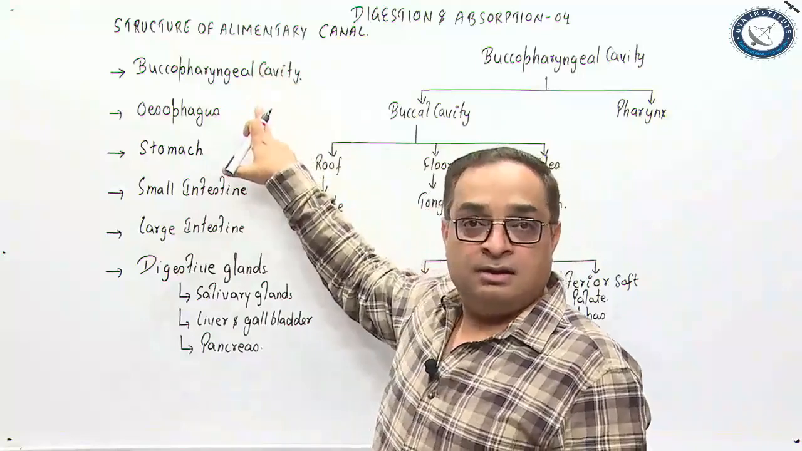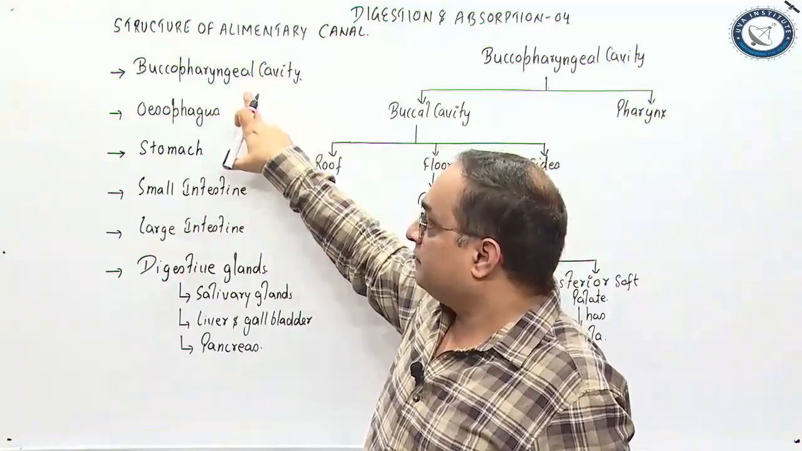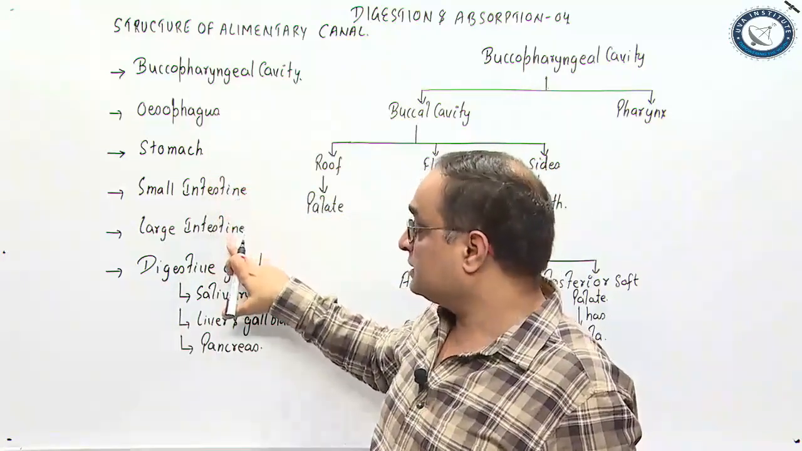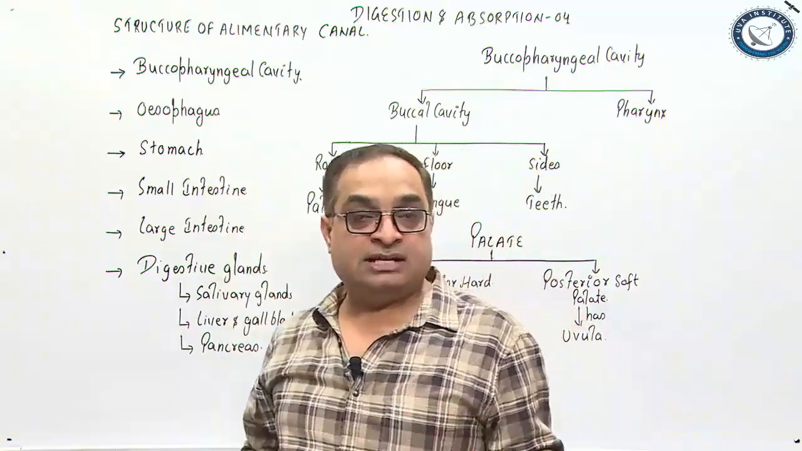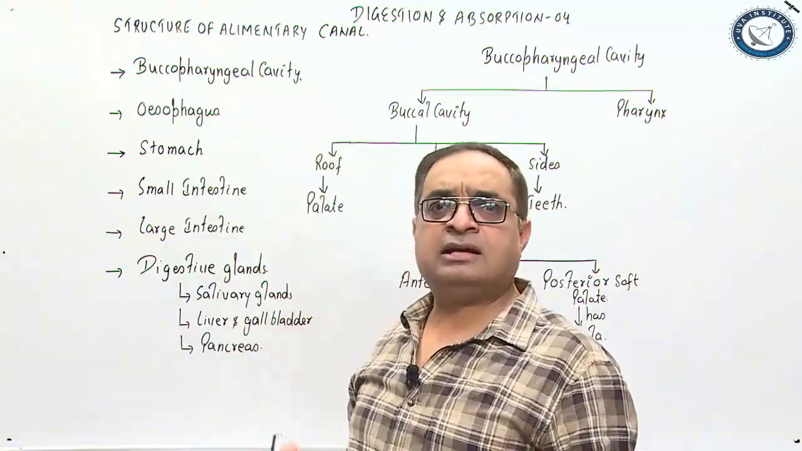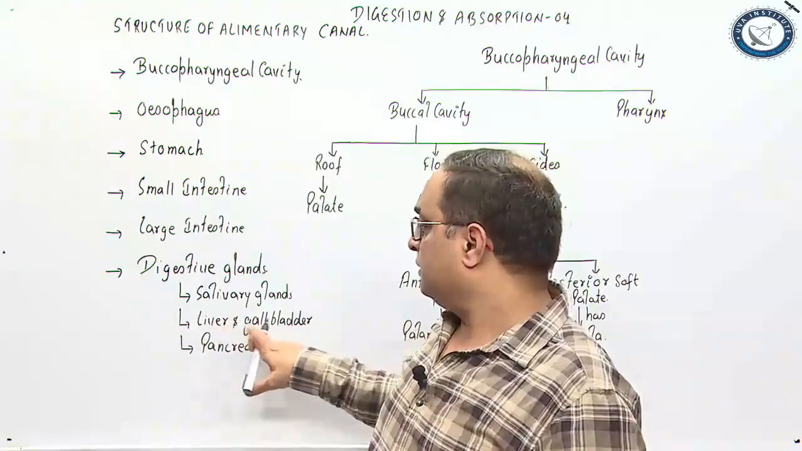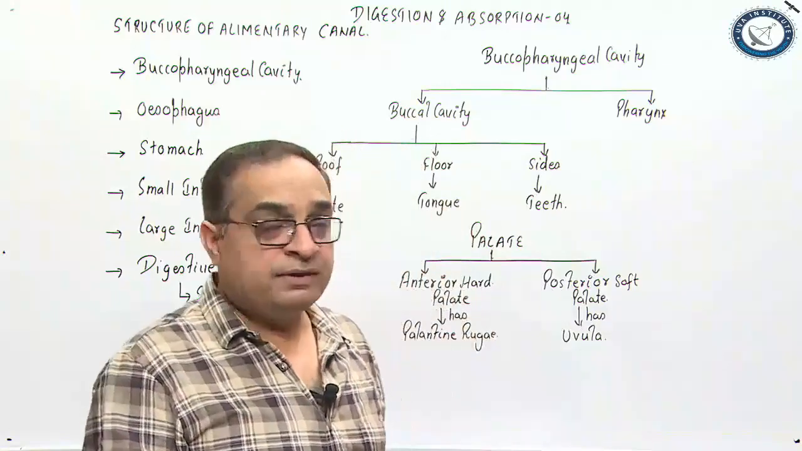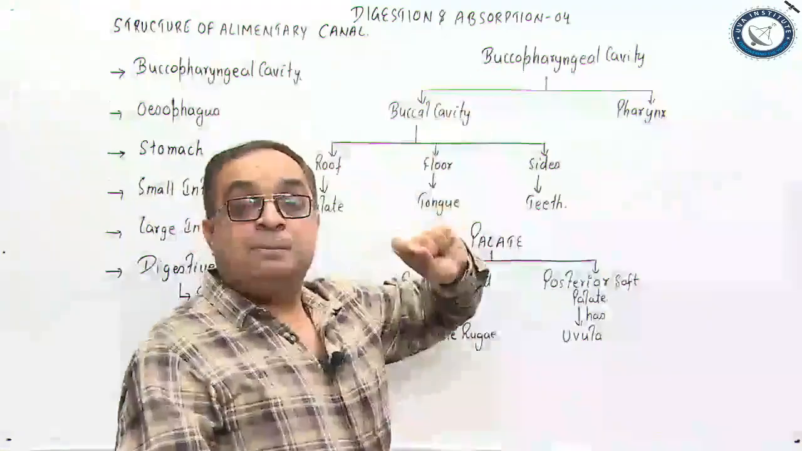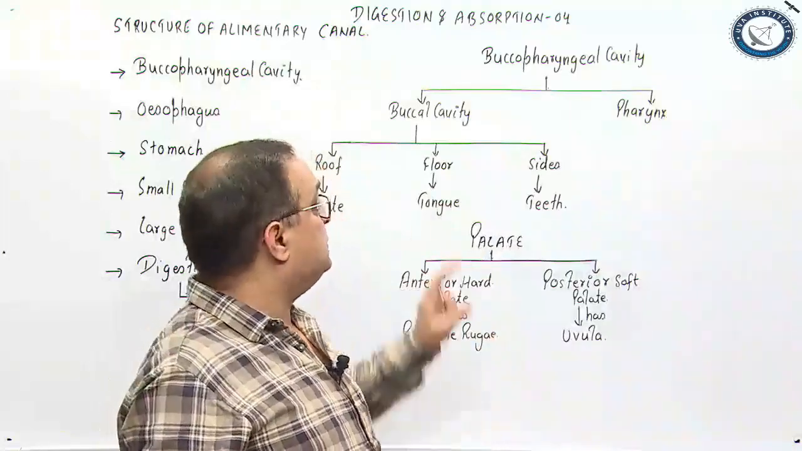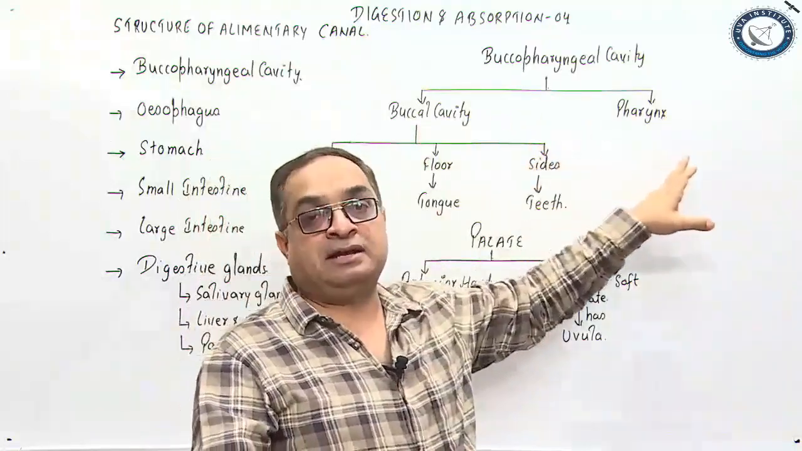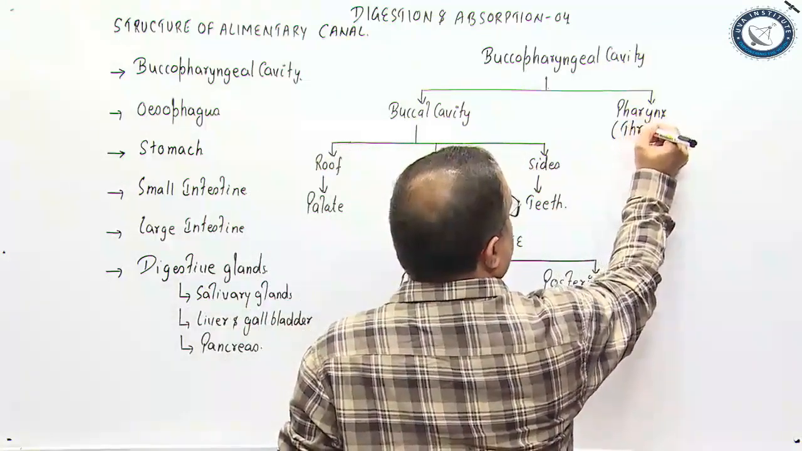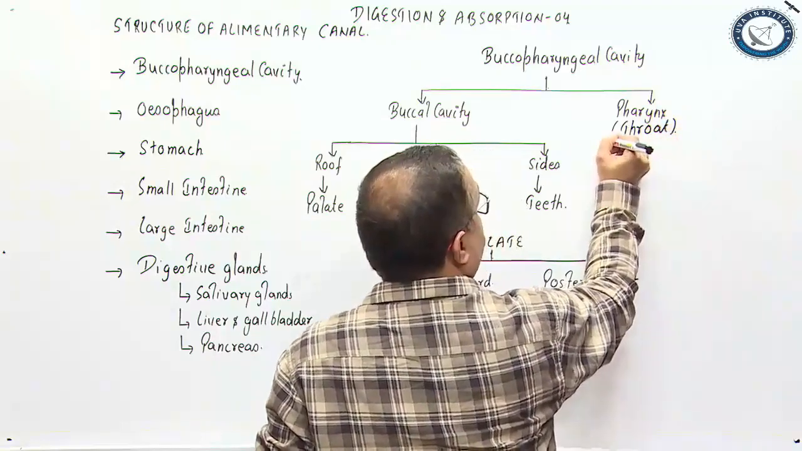So in the alimentary canal, we have to discuss buccopharyngeal cavity, esophagus, stomach, small intestine, large intestine, and the associated digestive glands like salivary glands which produce saliva, liver and gallbladder, pancreas. We'll first start with buccopharyngeal cavity. It includes buccal cavity and pharynx. Pharynx is also called throat. It is the common passage for food and air.